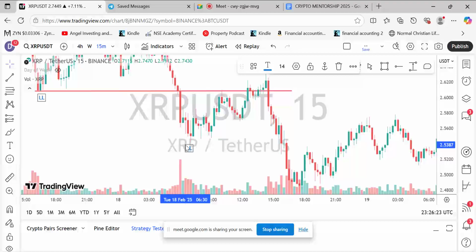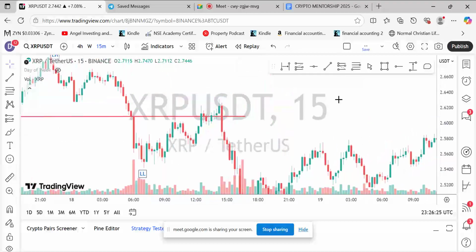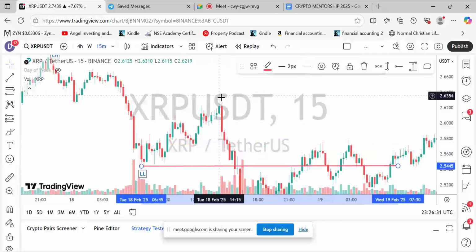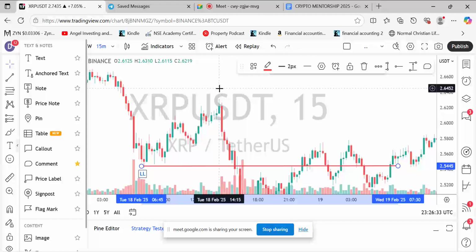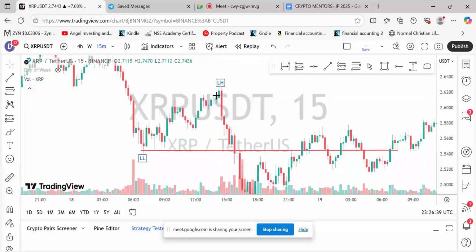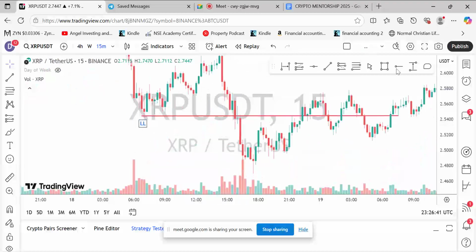Okay, so we have a lower low here. And then this lower low, I'll put my line there. And then I'll mark my lower high here. So this is my lower high. Okay, so we are looking at the lower low. Now we'll be watching very well. So now after that, this is our last lower high.